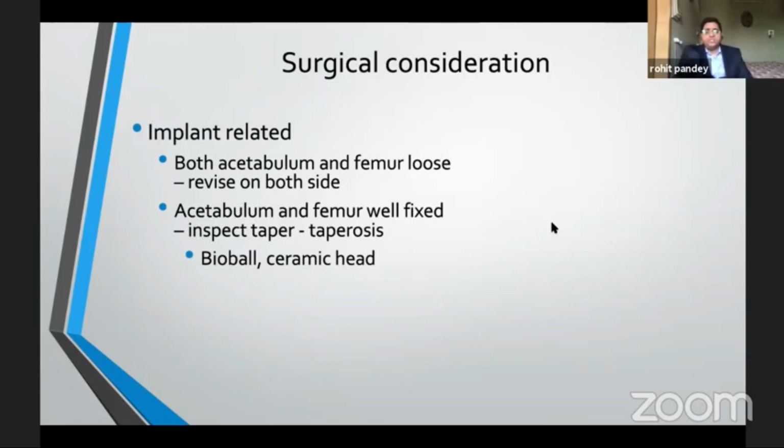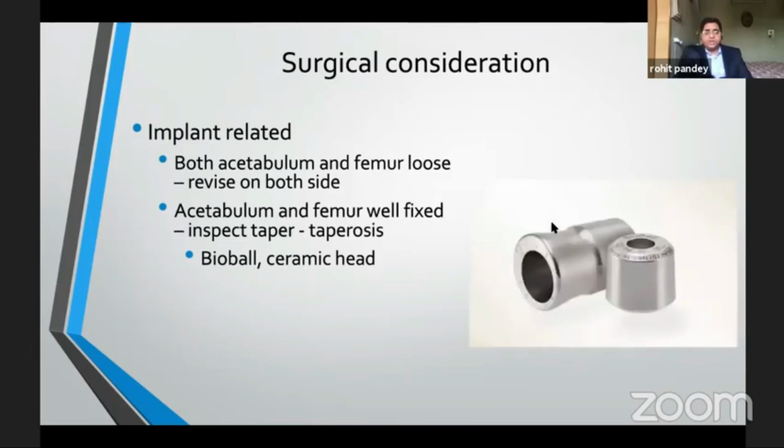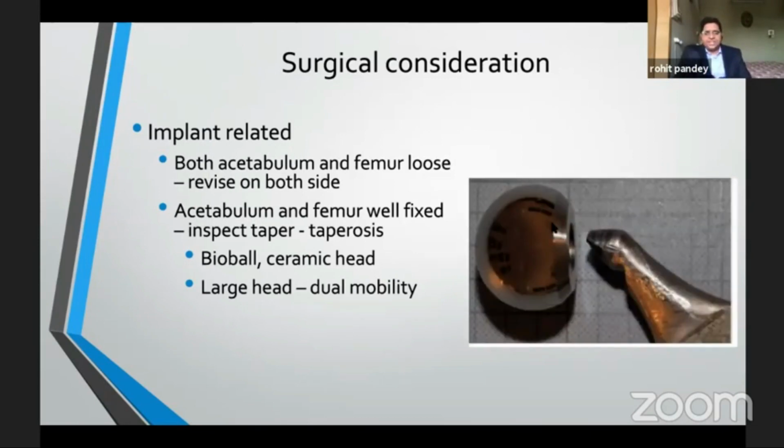Then you need to inspect the taper. If you feel there is taperosis or micromotion at the taper, you can use a titanium adapter, also known as a bioball, with a ceramic head. In a few cases, if the taperosis is because of a larger femoral head causing more torque at the taper, you have the option of a dual mobility cup and you should change to dual mobility. But if the taper is completely gone, you need to revise the stem.